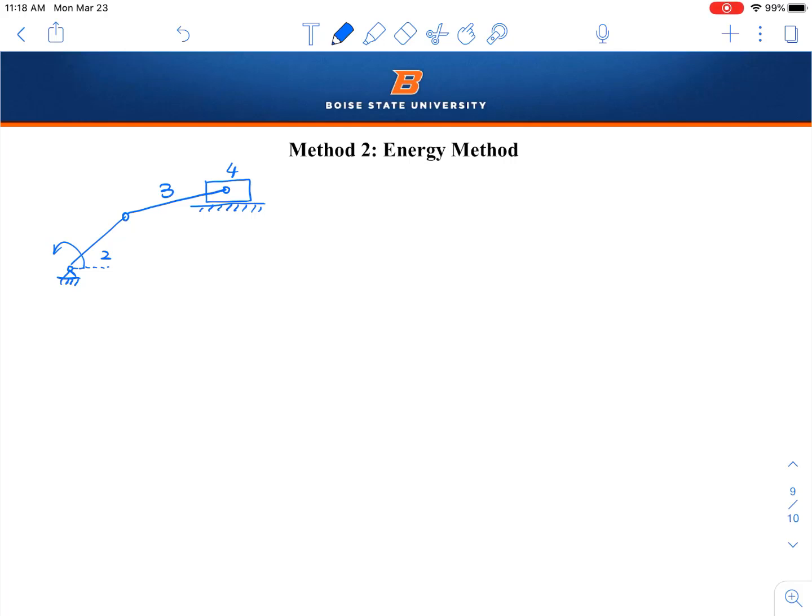Hello everyone. So today I would like to go over the second method we can use for force analysis. This method is called the energy method. Let's recall what we learned previously.